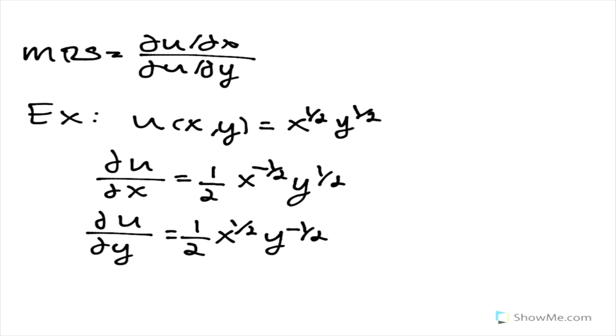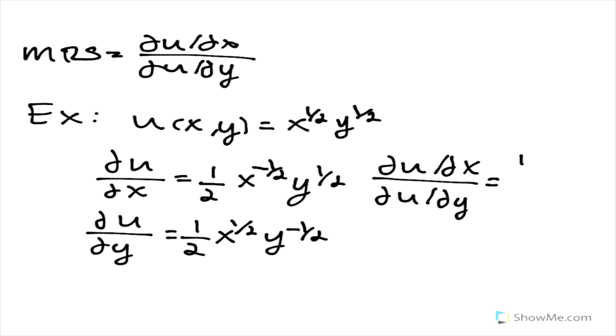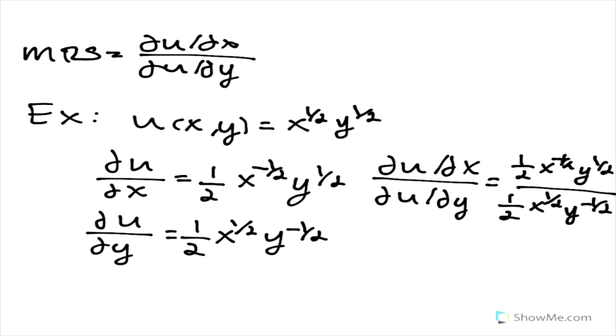Now we can simplify this a little bit, and when we take ∂u/∂x divided by ∂u/∂y, we're going to have 1/2 x to the negative 1/2 y to the 1/2 divided by 1/2 x to the 1/2 y to the negative 1/2. We'll see that these 1/2s will cancel out. Because this power is negative, we can move it to the bottom, and this one's negative, so we can move it to the top. So we're going to get the MRS is equal to just y over x.